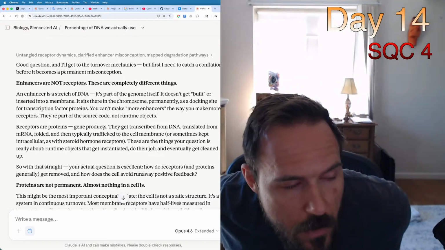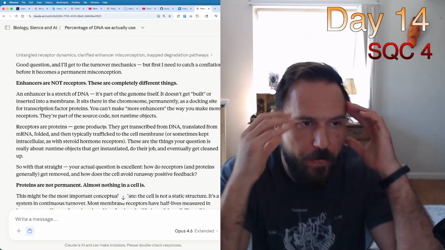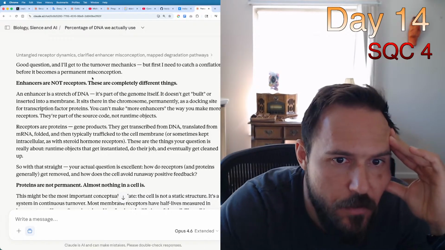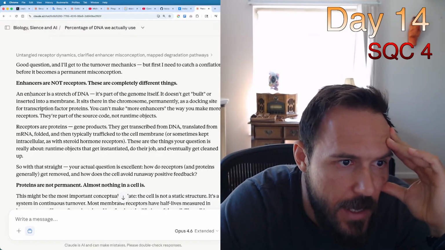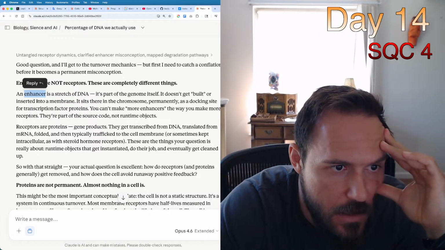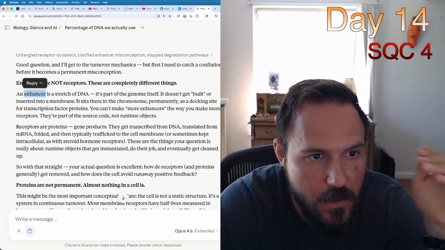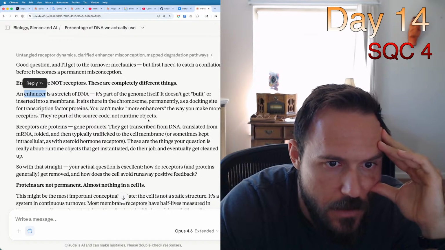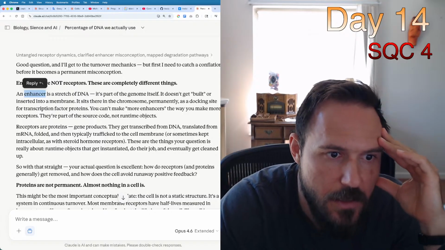What? It's in the chromosome permanently. So hold on. Enhancer, that's a stretch of DNA. Receptor, that's... receptors are proteins. Gene products.